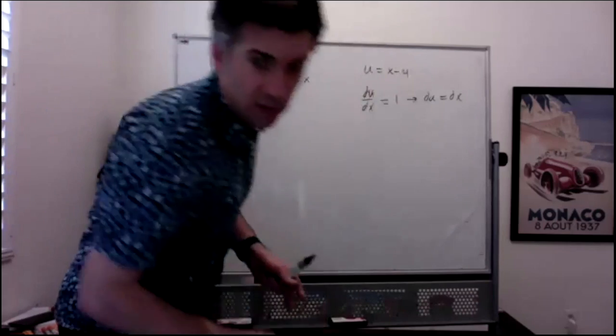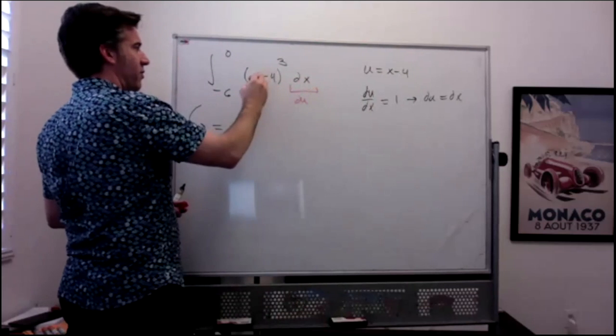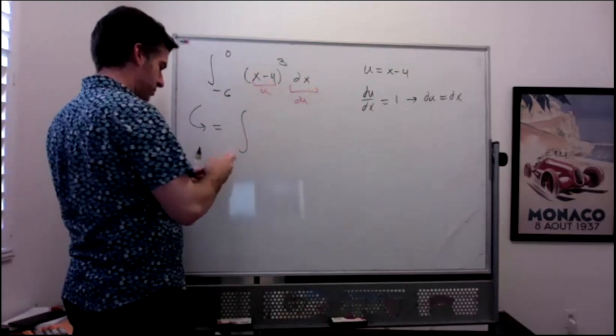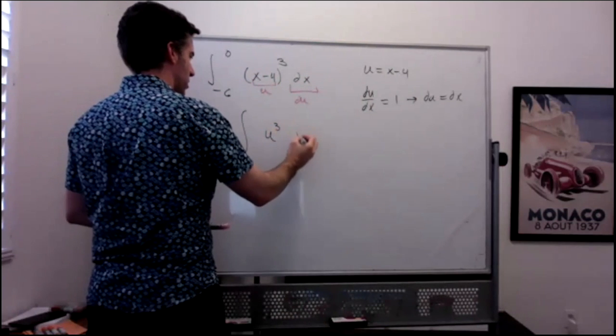Choose some different colors here. And clearly x minus 4 is u. So we're going to be integrating u to the third du.